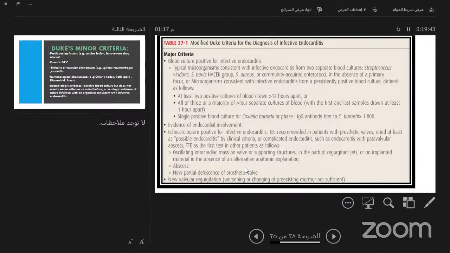Transthoracic echo is the first test in other patients. Findings include: oscillating intracardiac mass on valve or supporting structure, in the path of regurgitation jet, or on implanted material in the absence of an alternative anatomical explanation; abscesses; new partial dehiscence of prosthetic valve. Last one, a new valvular regurgitation; worsening or changing of a pre-existing murmur is not sufficient.